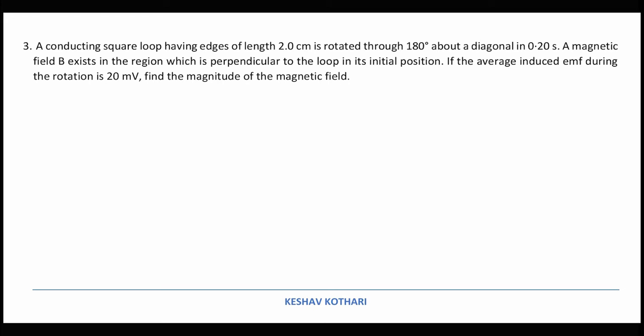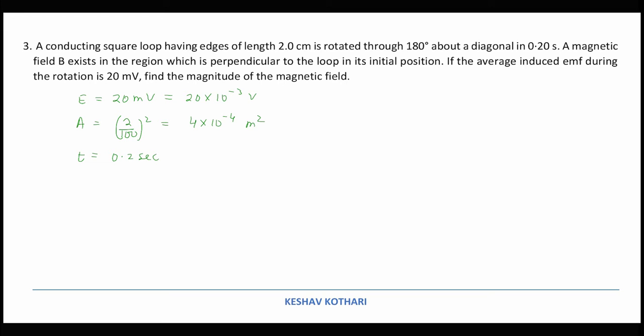The first thing that we do is, the value of EMF induced is equal to 20 millivolt, so we can write it as 20 into 10 to the power minus 3 volt. The area of the loop is having a length of 2 centimeter side, so (2 by 100) whole square, and the value will be in meter square, that is 4 into 10 to the power minus 4 meter square. The change is going to take place in 0.2 second, so t is given to us as 0.2 second, and it is rotated through 180 degree.